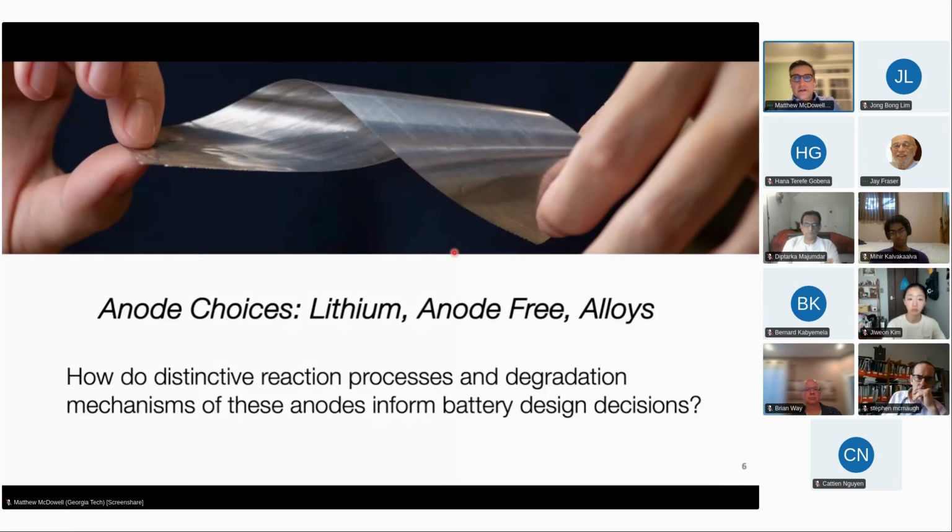So here are the 3 different classes of anode materials that we'll talk about today: lithium metal, anode-free, and then alloys. I'm keeping alloys general. Silicon is the most typical example of alloy-based anode materials for batteries, but there are also some other examples that can be used in solid state especially, which are quite similar to silicon. And again, we want to understand how the distinctive reaction processes of these different materials influence performance and maybe inform your decisions about which one to choose.